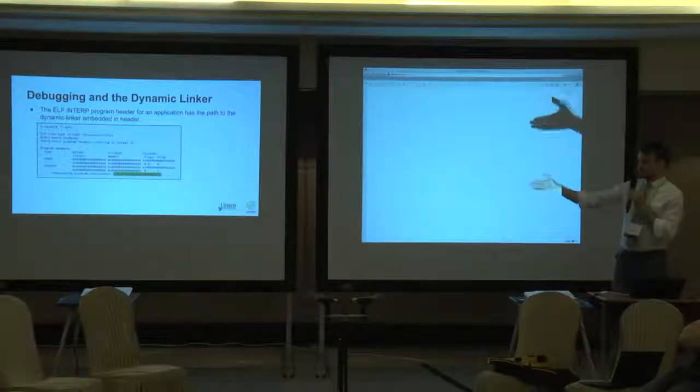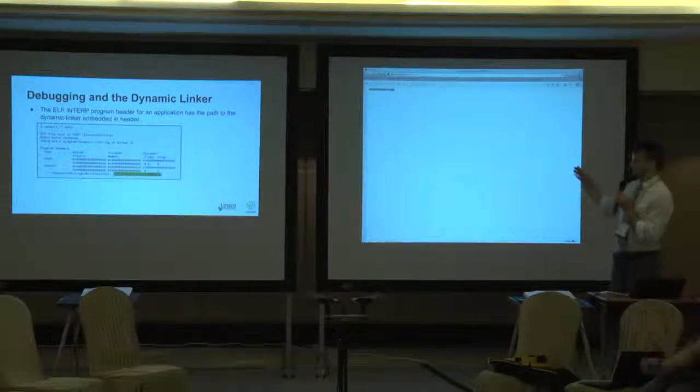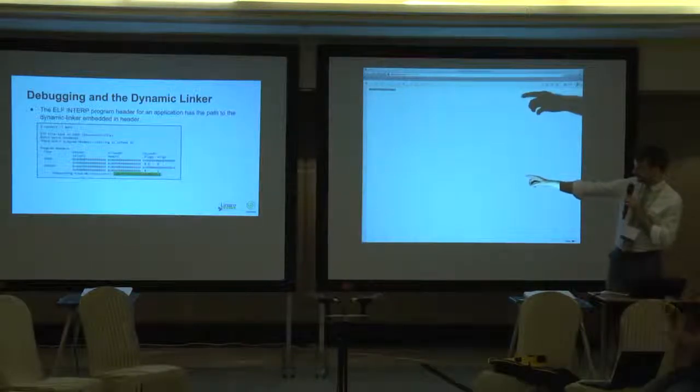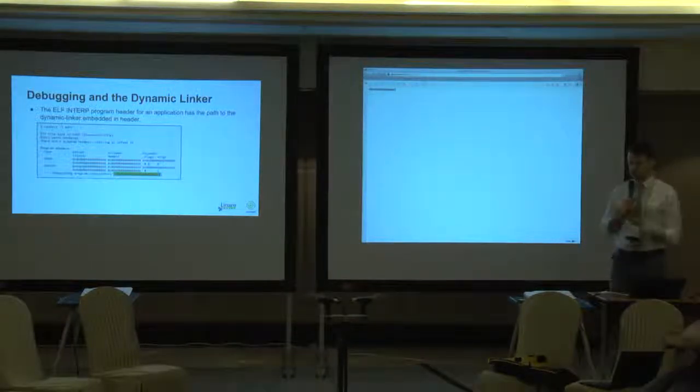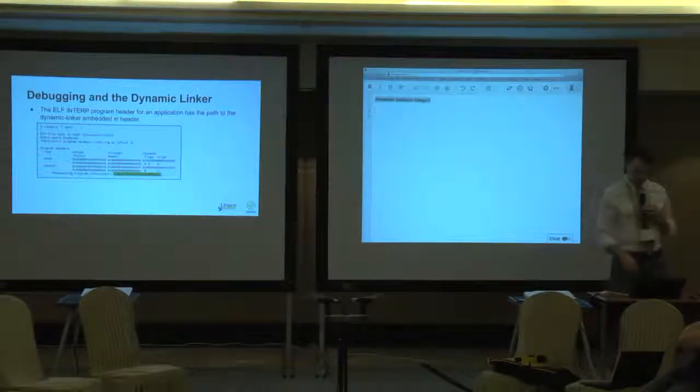So if you look at an ELF binary, you will notice that the ELF interp program header for an application has the path to the dynamic linker embedded in the header. What does this mean? This means that when you execute that binary, the kernel looks at that interp header and looks for that dynamic linker and executes that dynamic linker before it executes your application. That dynamic linker is told to load and resolve symbols in your executable. So this is embedded in every executable.